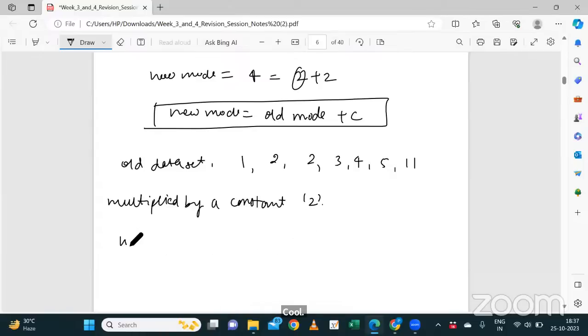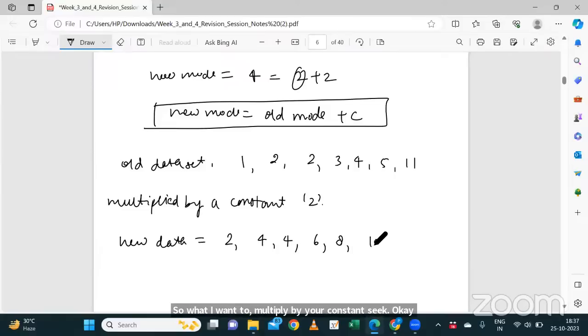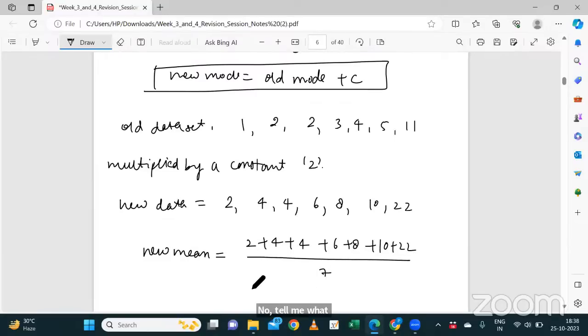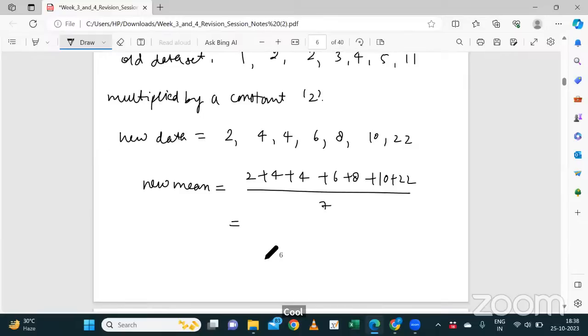Then what will be my new data? The new data will be 2, 4, 4, 6, 8, 8, 10, 22. Correct? Now tell me, what will be the new mean? The new mean, meaning the mean of this new data set, will be 2 plus 4 plus 6 plus 8 plus 10 plus 22 divided by 7, which is nothing but 8. Something I can write as 4 into 2, right?